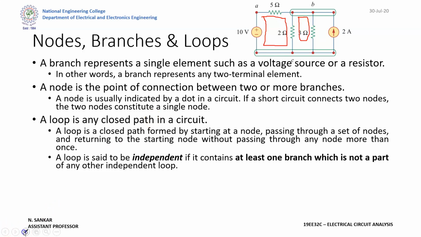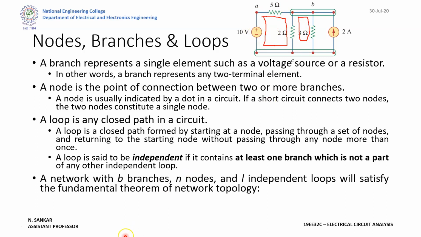In loops we have the independent loop. A loop can be considered independent if it has at least one branch which is not a part of another loop. So here we have two loops. One is formed by the 10 volt, 5 ohm, and 2 ohm, and another one is formed by the 2 ohm and 3 ohm. Both are independent loops because the 5 ohm and the 10 volt are not present in the second loop, and similarly the 3 ohm is not present in the first loop. So these two loops are considered independent loops.